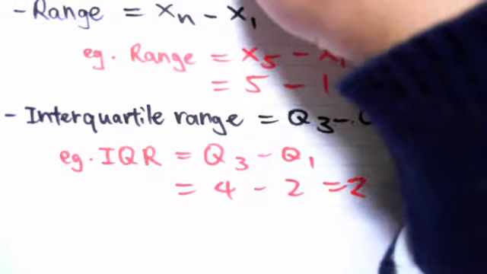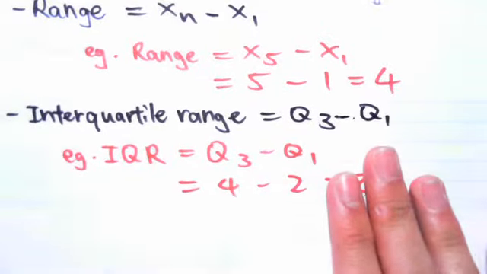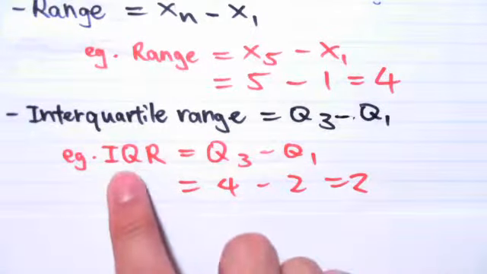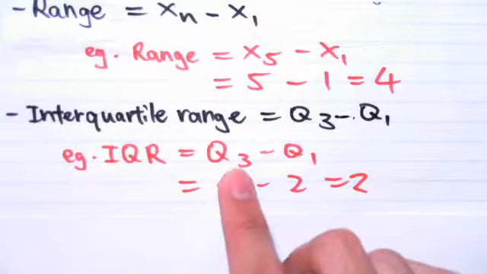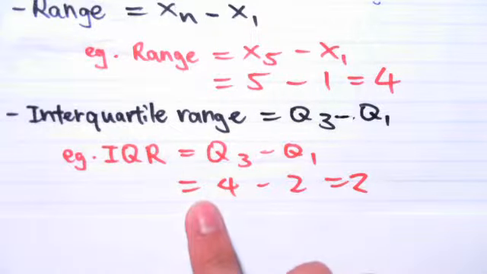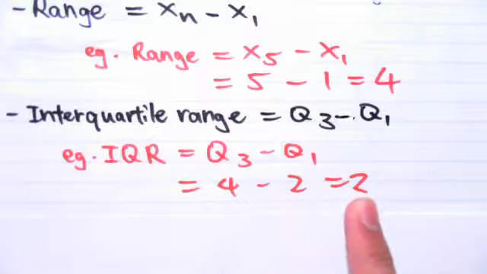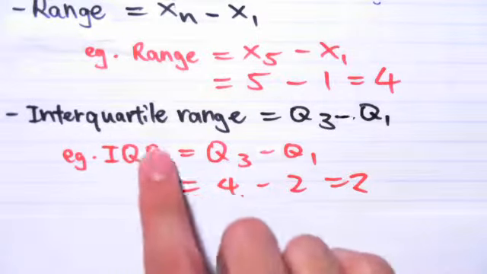The other number that we define is called the interquartile range, which is basically Q3 minus Q1. So IQR, the interquartile range, is just Q3 minus Q1, which is equal to 4 minus 2, which is equal to 2. So we can conclude that the interquartile range is equal to 2.